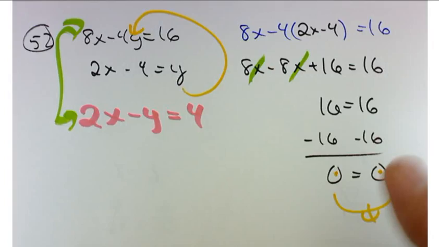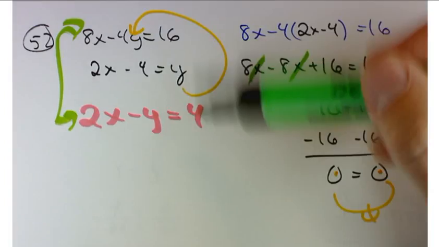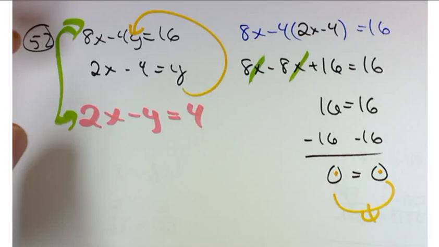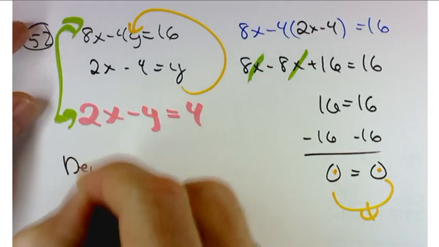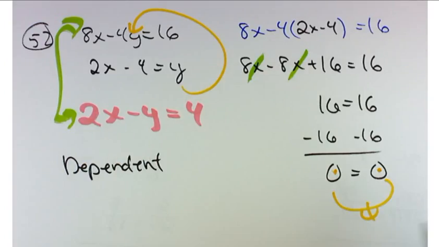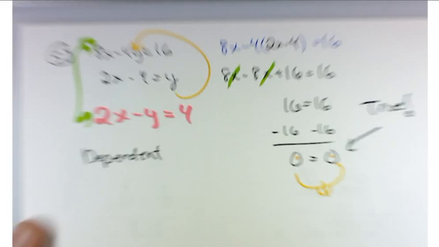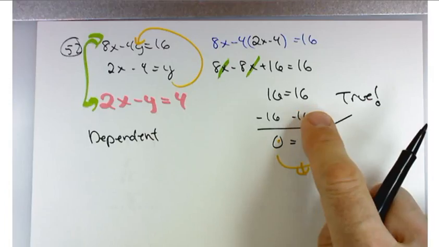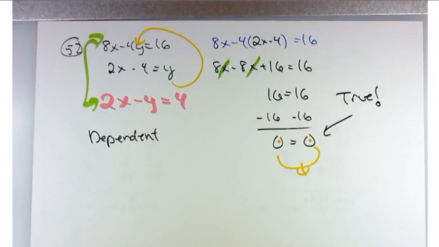There's an infinite number of solutions here. But what I want you to realize is that if you have a dependent situation, yeah, the variables are going to cancel out, and you're going to get something which is true. And that's the big thing to realize, that even though this is a silly statement, 16 equals 16, it is true. Yeah, it looks silly, but it's true. Let's take a look at problem number 54.